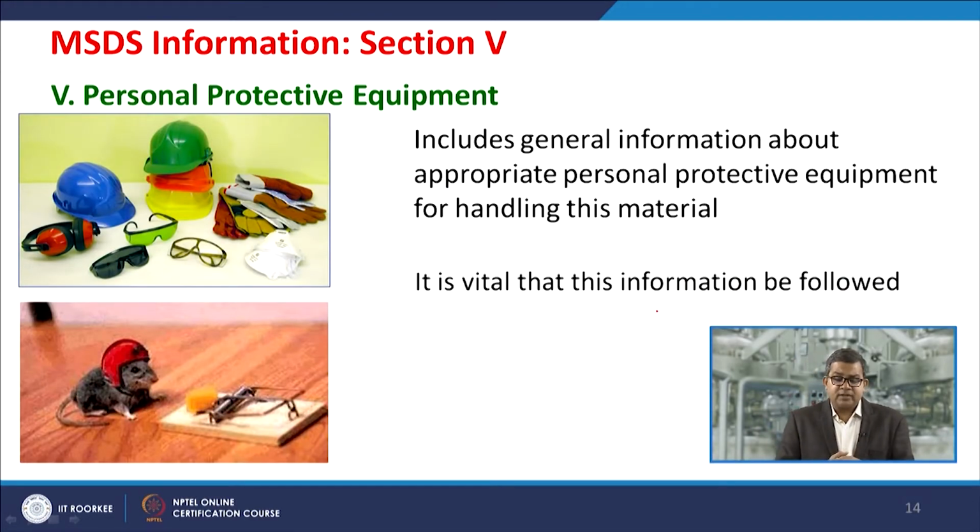Now the next section deals with the personal protective equipment. This includes the general information about appropriate personal protective equipment for handling these materials. Now this particular information is vital because you get this information that this particular component has a fire hazard or is prone towards health hazards, etc. Then you know what the threshold limit values are. So if they are below the threshold limit values, then there is no harm. But if they exceed, then definitely you need to adopt certain protective measures.